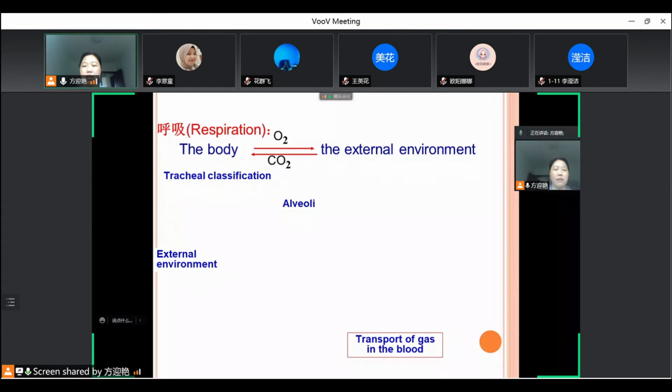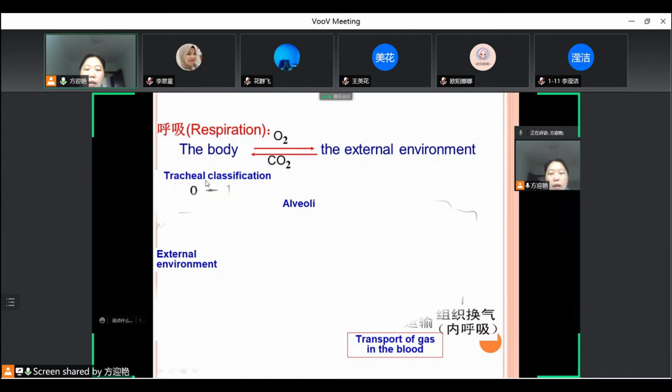The gas exchange means we inhale oxygen and exhale carbon dioxide. This means the gas exchange between the body and the external environment.